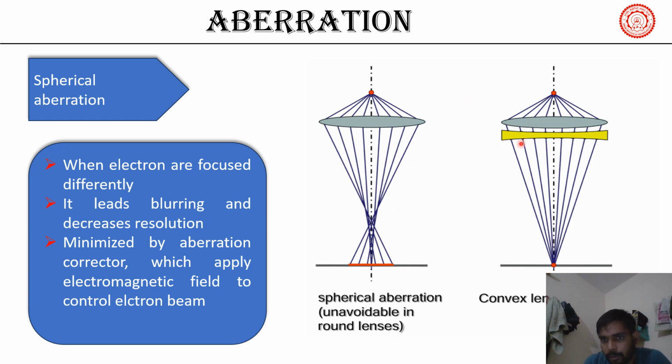This is a picture from optical microscopy. If we have a normal glass lens, it focuses differently and has multiple foci, so another type of lens is applied to get only one focus. Spherical aberration leads to blurring and reduced resolution in the image. It should be minimized by an aberration corrector, which applies an electromagnetic field to control the electron beams.